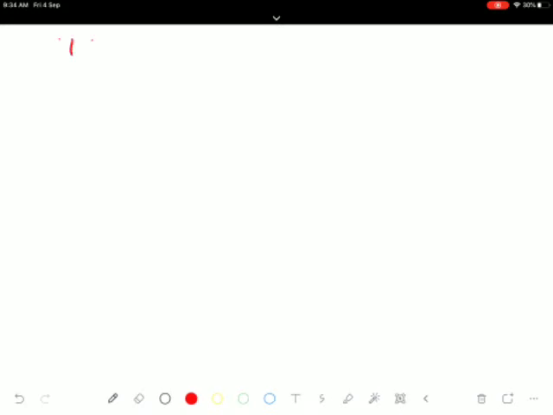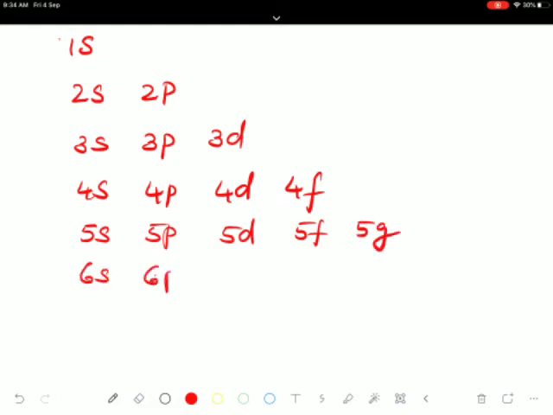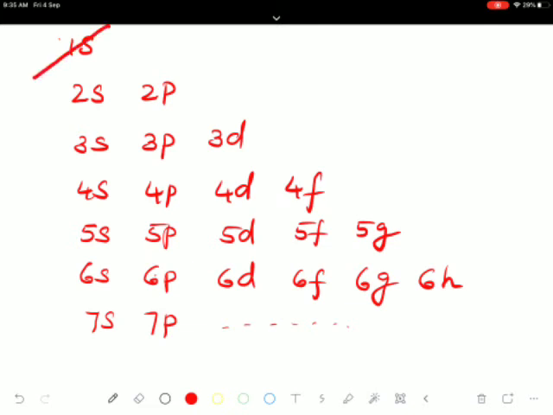So I am going to write this. After writing that sentence, you have to write like this: 1s, 2s, 2p, 3s, 3p, 3d, 4s, 4p, 4d, 4f, 5s, 5p, 5d, 5f, 5g, 6s, 6p, 6d, 6f, 6g, 6h, then 7s, 7p, etc. So orbitals are filled in the increasing order of their energy. So first 1s, then 2s.